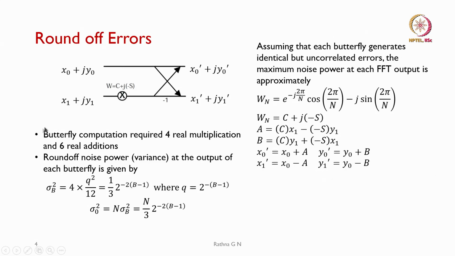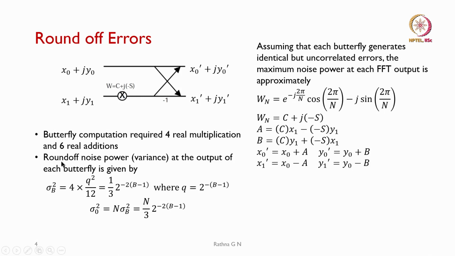Then our butterfly computation requires 4 real multiplications, as you can see here: 1, 2, 3 and 4 real multiplications, and 6 real additions. How many of them can you count here? This is 1, 2, 3 and then 4. We have another 2 coming from these two, a and b. Here we needed 4 plus 2, so 6 real additions, taking into account that subtraction is equivalent to addition. That has to be kept in the back of your mind whenever we count additions.